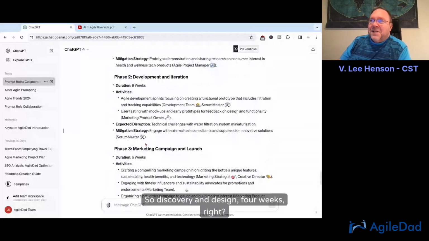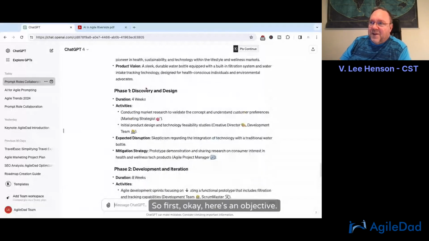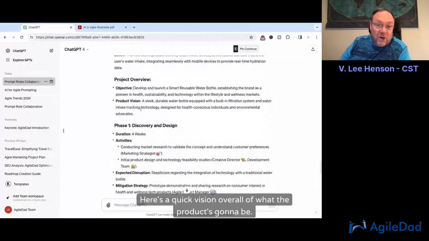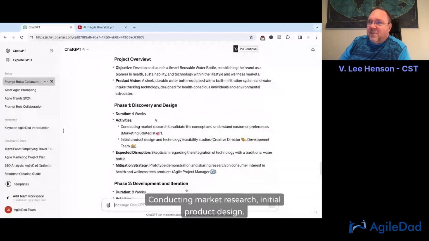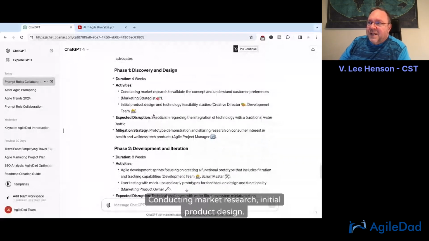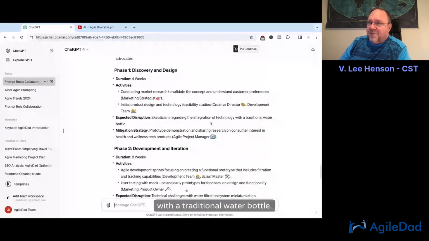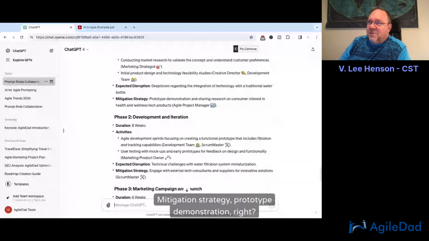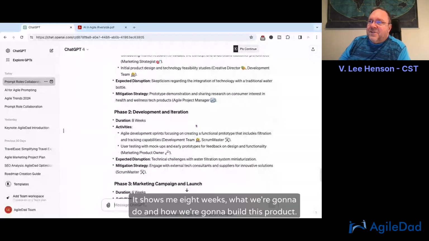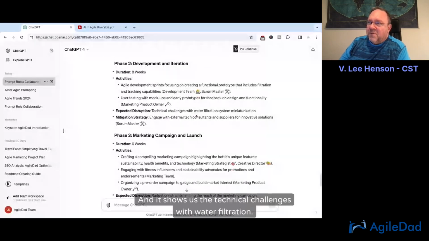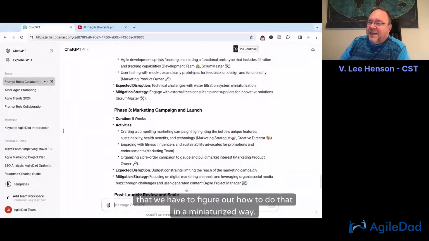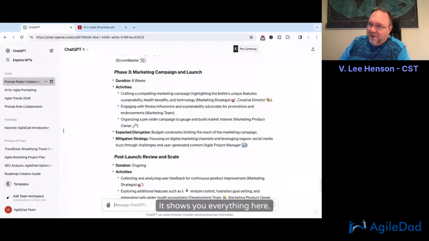We got time. So discovery and design, 4 weeks, right? So first, okay, here's an objective. Here's a quick vision overall of what the product's going to be. It shows me discovery and design for 4 weeks. Conducting market research, initial product design. There is expected disruption or skepticism regarding the integration of technology with a traditional water bottle. Mitigation strategy, prototype demonstration, right? It shows me 8 weeks, what we're going to do and how we're going to build this product. And it shows us the technical challenges with water filtration, that we have to figure out how to do that in a miniaturized way. It shows you everything here.